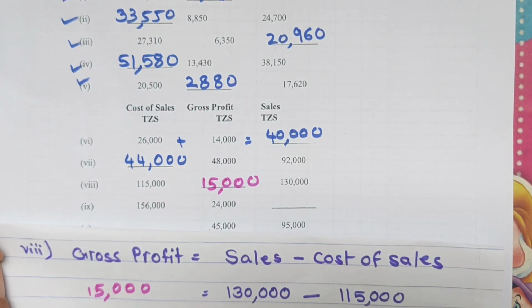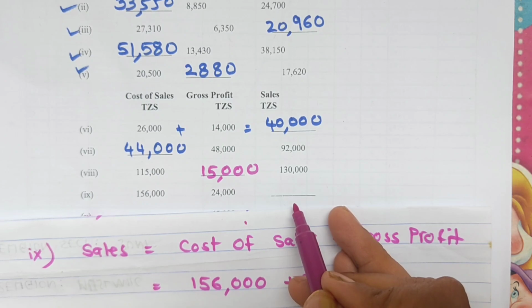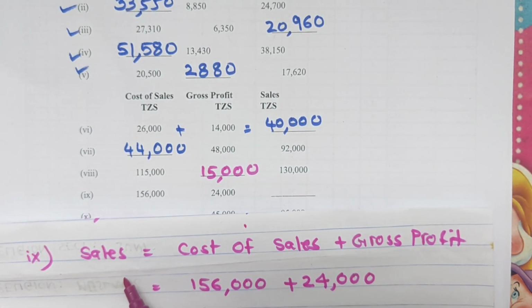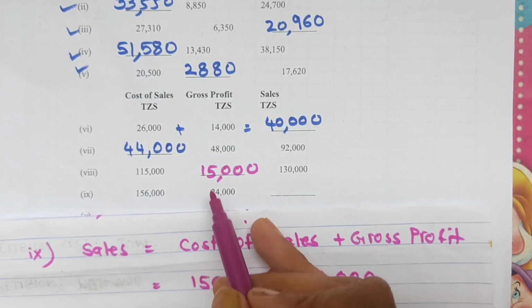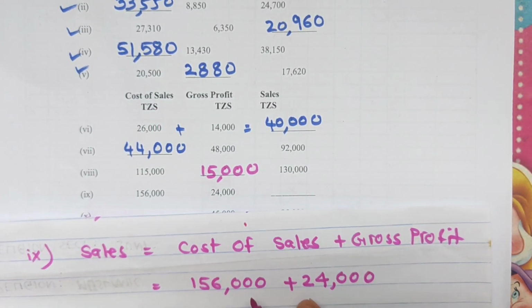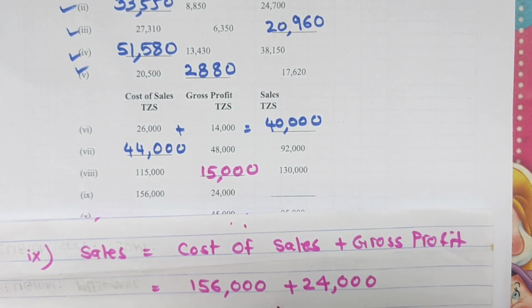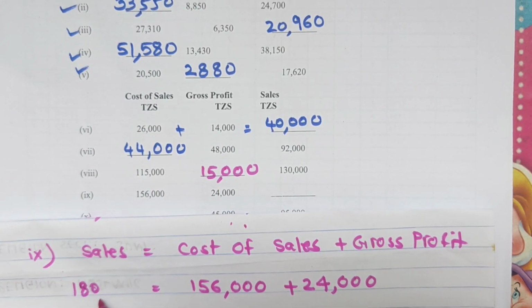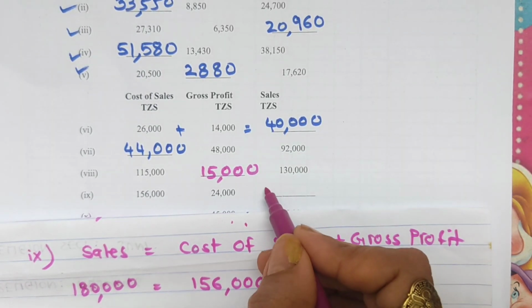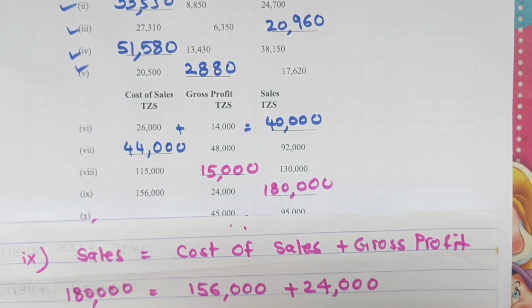Ninth one, now here sales is not given. Again, sales equal to what? Cost of sales plus gross profit. So how much is cost of sales? 156,000. What is the gross profit? 24,000. So when we add both items, we get sales 180,000.